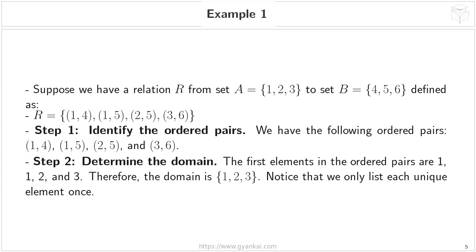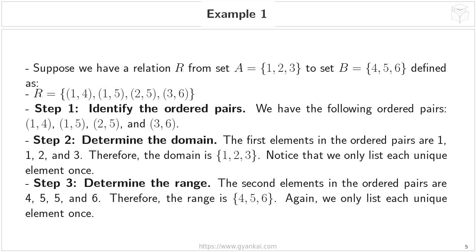Step 2. Determine the domain. Remember, the domain is the set of all the first elements in these ordered pairs. So, if we look at all the first numbers, we have 1, 1, 2, and 3. But, and this is important, when we write the domain as a set, we only include unique elements. That means we don't repeat any numbers. So, the domain of relation R is the set containing 1, 2, and 3. We write this as {1, 2, 3}.